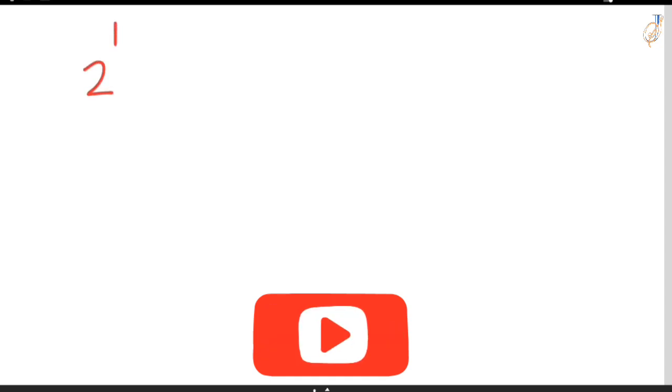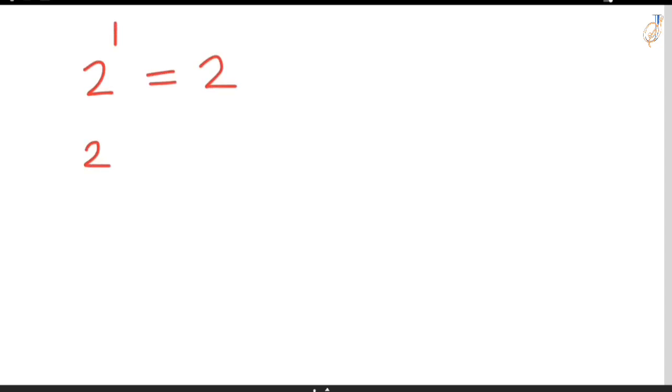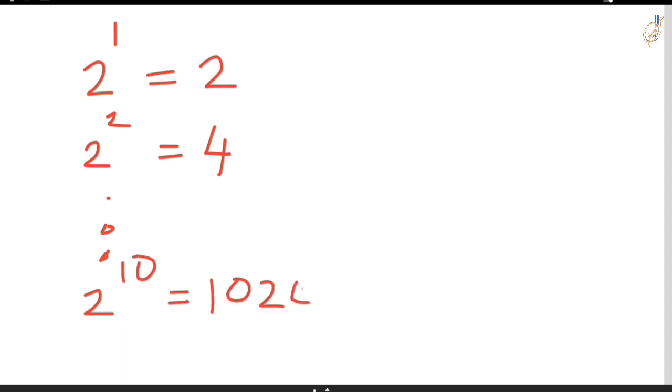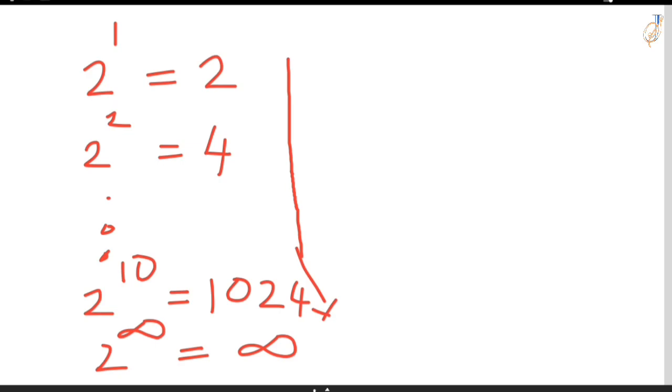2 raised to the power of 1 gives 2. 2 raised to the power of 2 gives 4. If you go on, then 2 to the power of 10, the value is 1024. Here we can see the value grows rapidly, and as the power approaches infinity, the result approaches infinity because it's increasing. That's why we can say that any number greater than 1 raised to the power of infinity equals infinity.